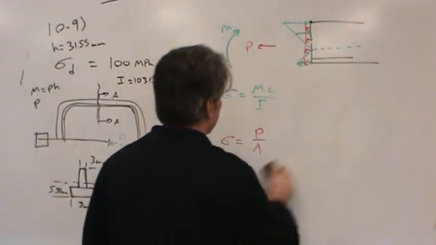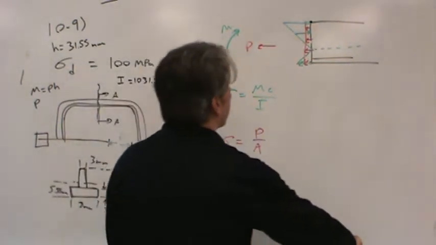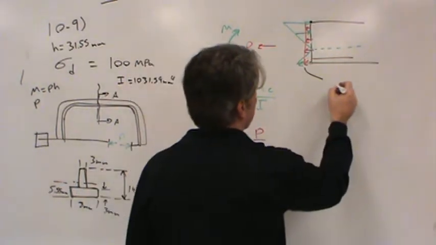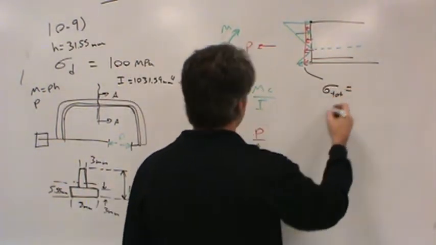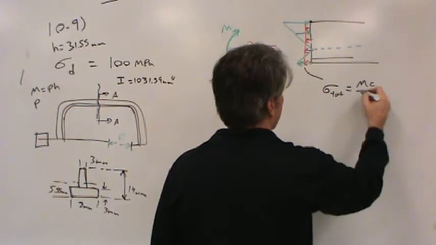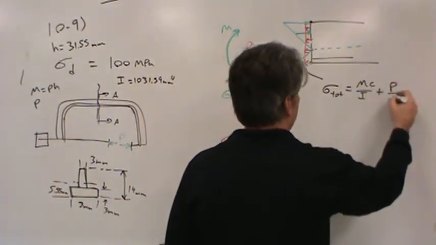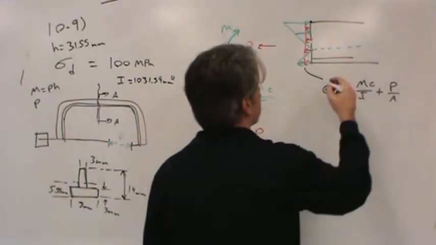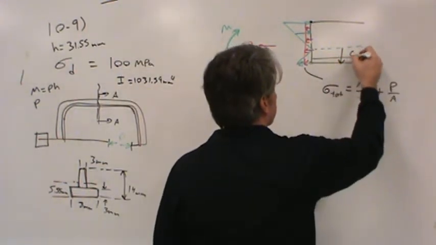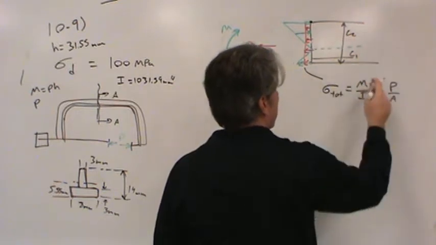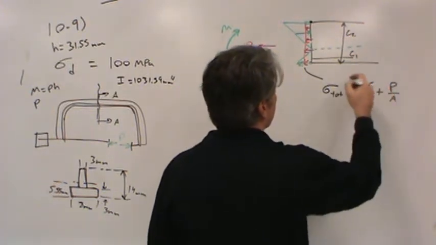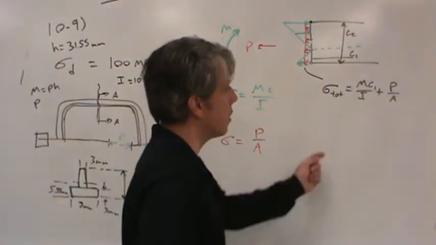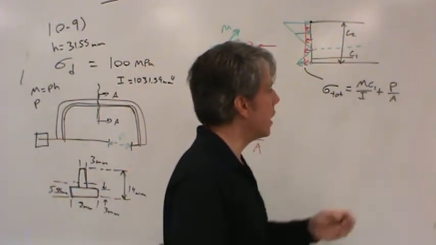Let's stick with symbols, and let's just note that at the bottom, the stresses will add, and so the total will be equal to MC over I plus P over A. Actually, let's take a C1 and a C2 so we can distinguish between the two. We know their magnitudes, but I'm trying to do everything symbolically, because what we really have to do is solve for the load P that's allowable.